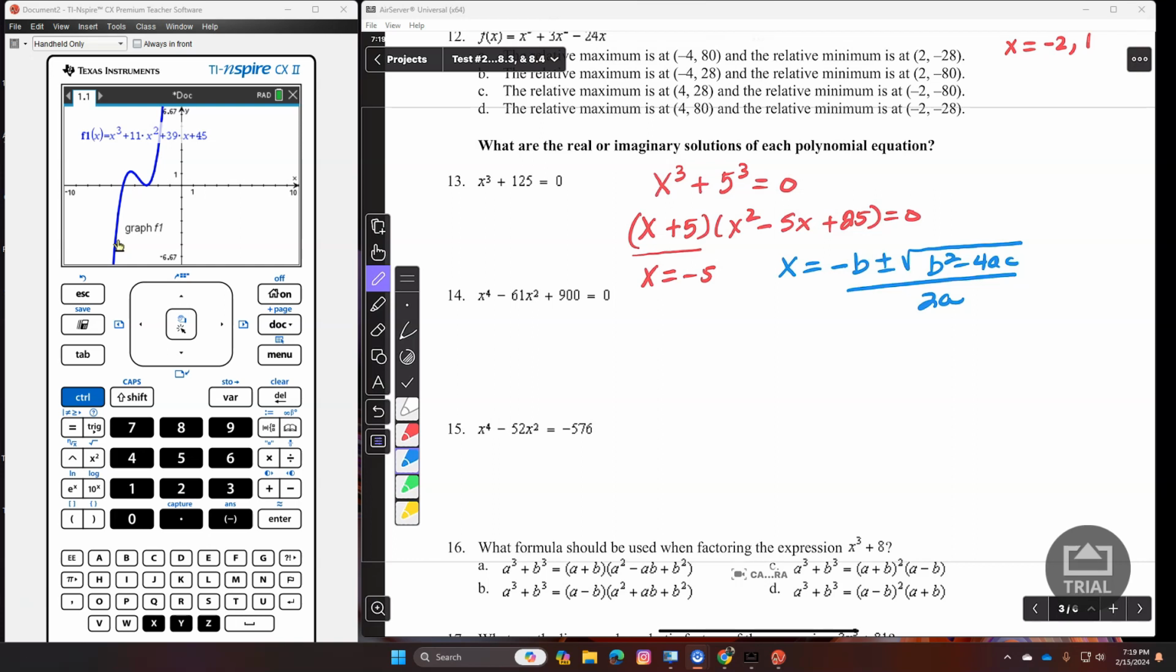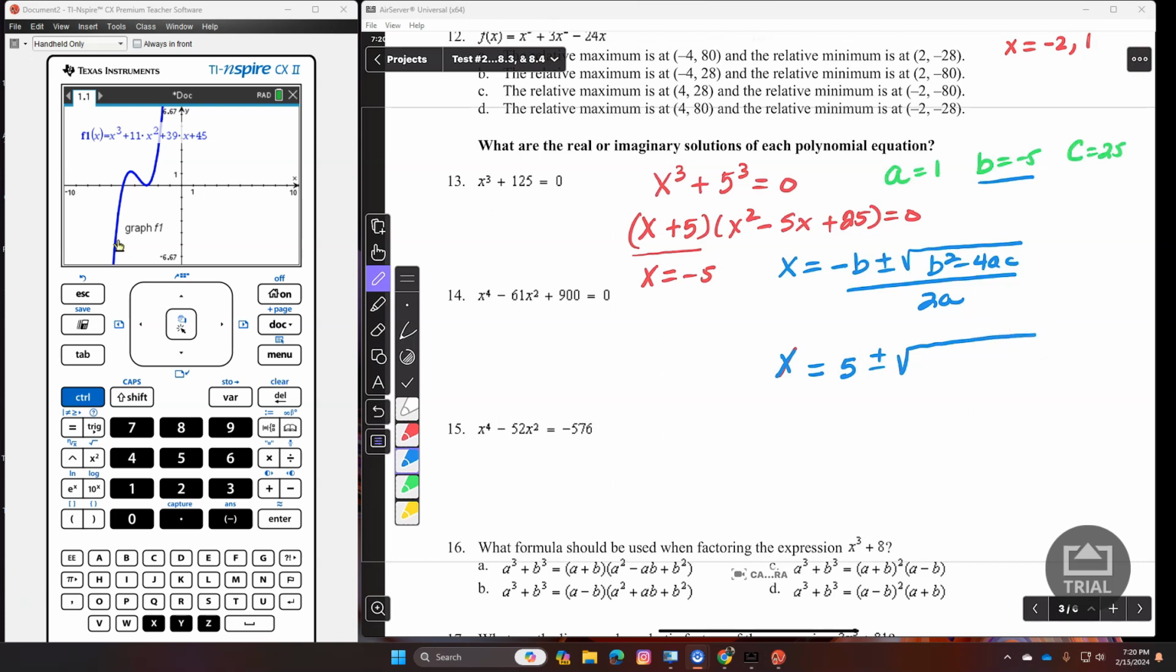Remember, you need to identify the values. a, in this case, is 1. You need to identify b, which is negative 5. And you need to identify c, which is 25. Okay? So now we're going to go ahead and substitute. So we have x equals 5. Since it was already negative 5, the opposite of negative 5 is 5, plus or minus a square root.